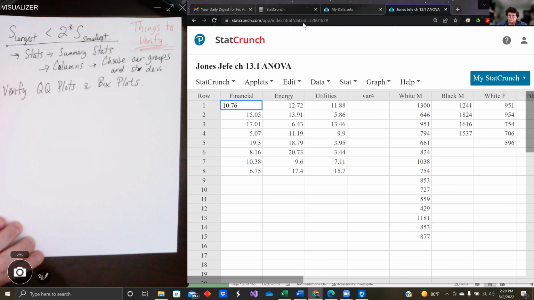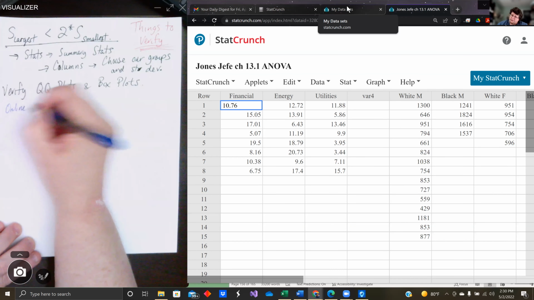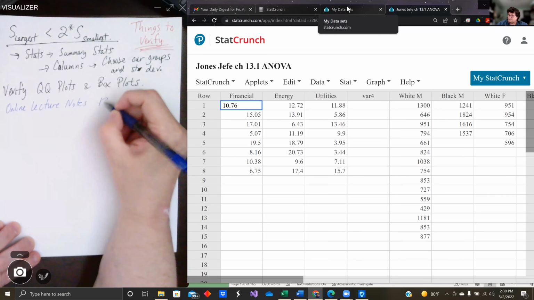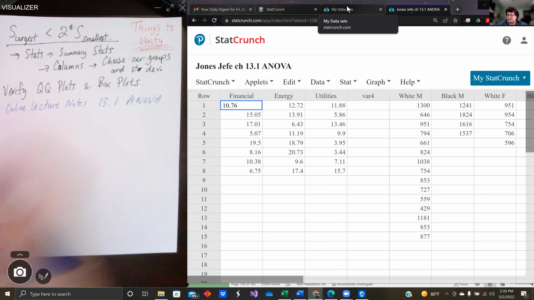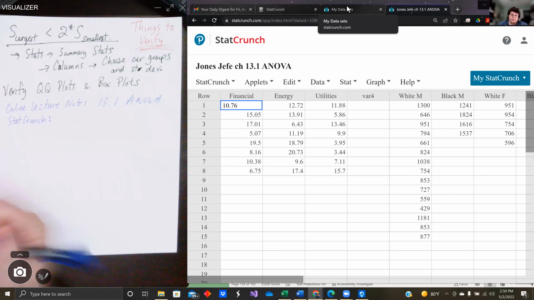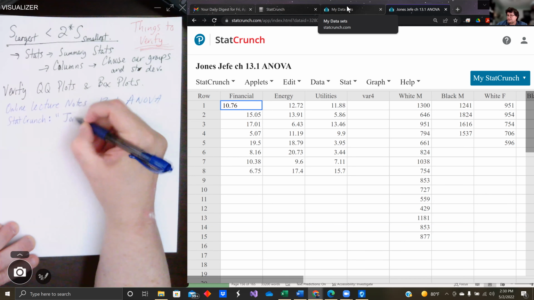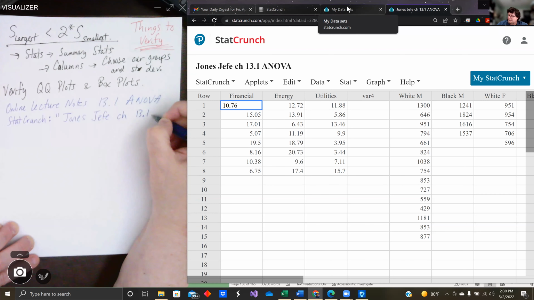I already have it loaded up on the screen. The problems we're going to look at are in the online lecture notes for this chapter, 13.1 ANOVA. This data set is in StatCrunch. It's open for download. If you want to look at it later, you just look up data sets, and the name is Jones. You can see it at the top: Jones Hefe, chapter 13.1 ANOVA.